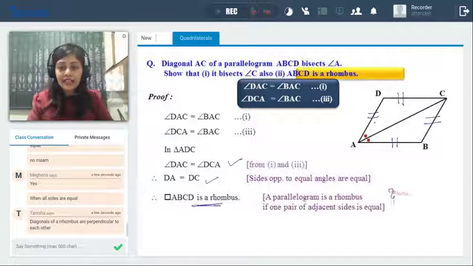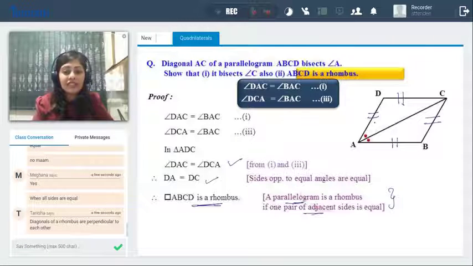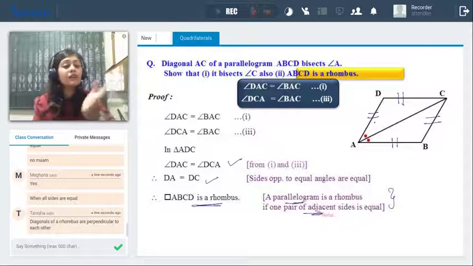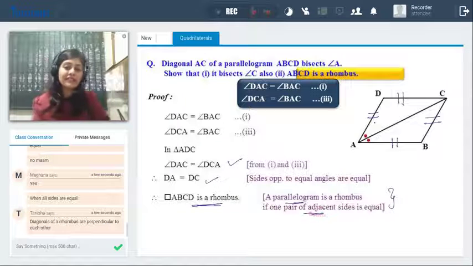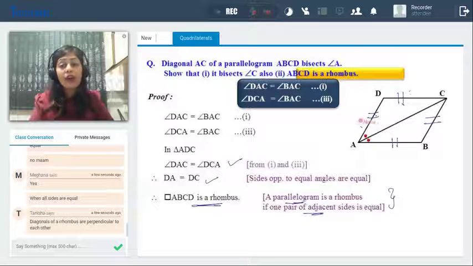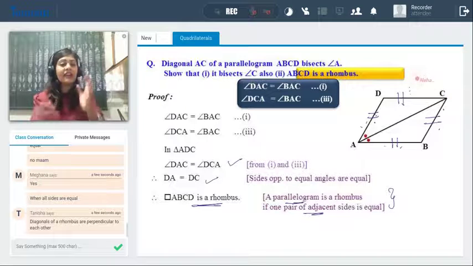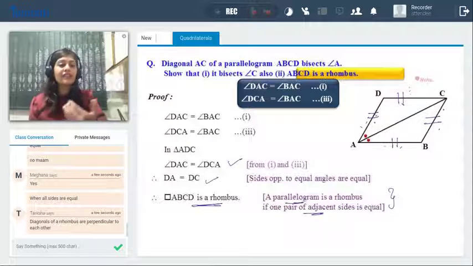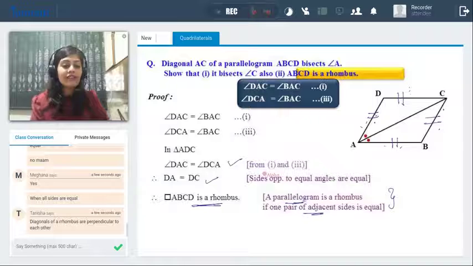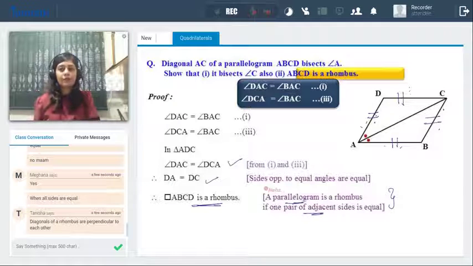Students, this reason is extremely important. This is kind of a definition. A parallelogram becomes a rhombus if a pair of adjacent sides is equal. If even one pair of adjacent sides like AD and DC, or AD and AB, or AB and BC, or BC and CD, any pair of adjacent sides, if they are congruent to each other, then definitely the parallelogram becomes a rhombus.